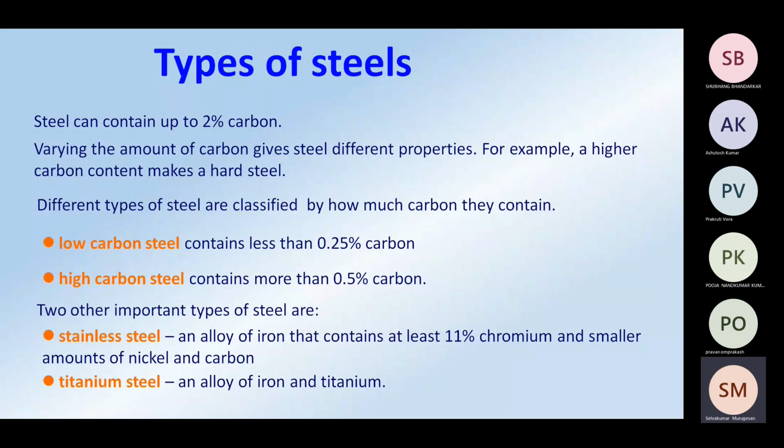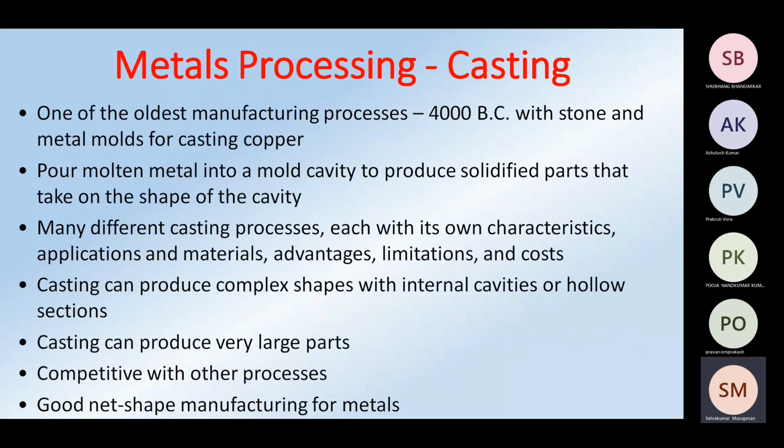Coming to the kind of processing or structure-property relationships. Casting is one of the simple methods people widely use for metal-based product manufacturing, and of course it started like 4,000 years back itself. And it's very simple.